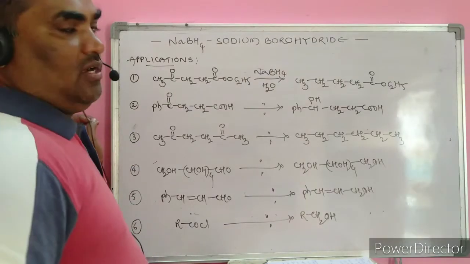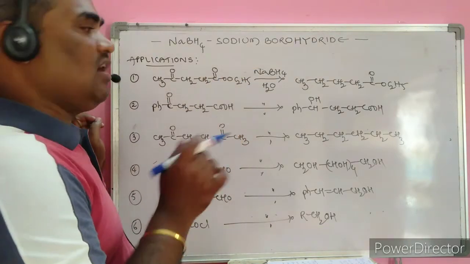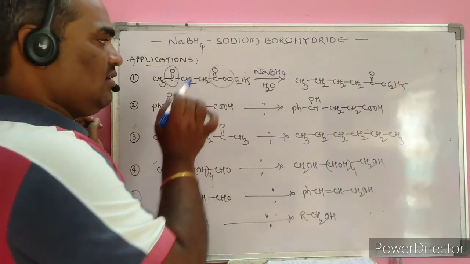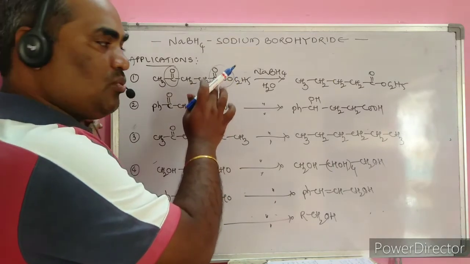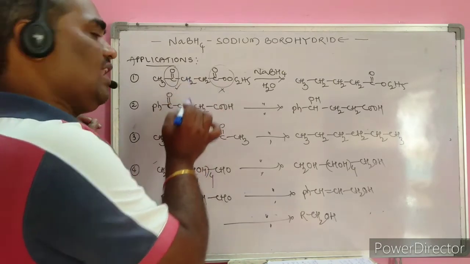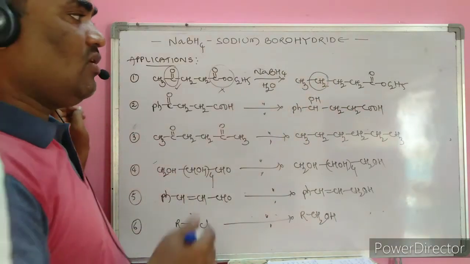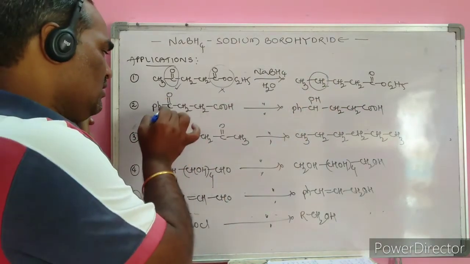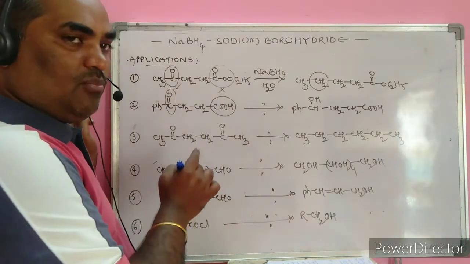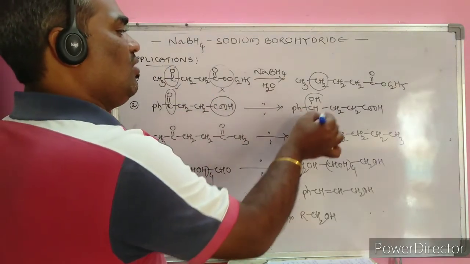Applications of sodium borohydride: as we know well, the selective property of sodium borohydride is highly important. Here the ester functional group is there, and here the ketonic functional group is there. Even though the ester is also a reducible group, without influencing the ester, it selectively reduces the ketonic group to a methylene group, also called alkane. Here the ketonic group is there, and a carboxylic acid group is there, but sodium borohydride selectively reduces this ketone into alcohol.